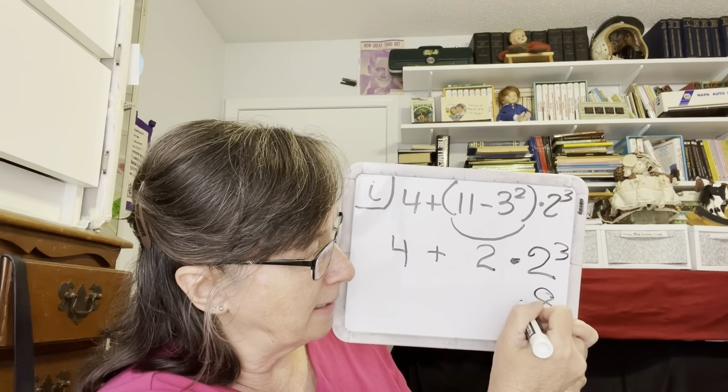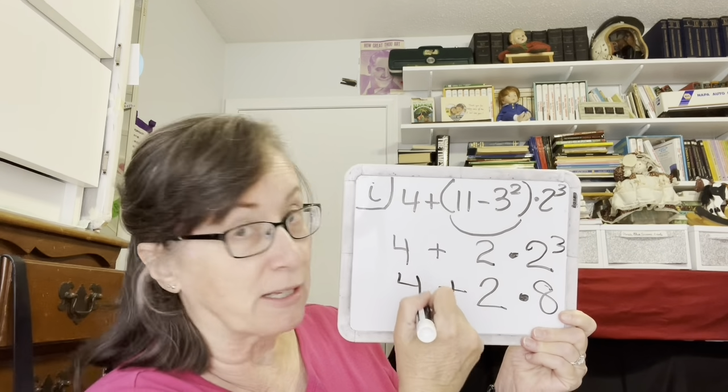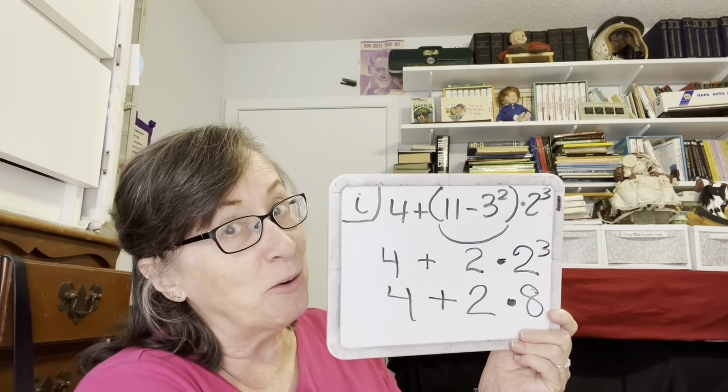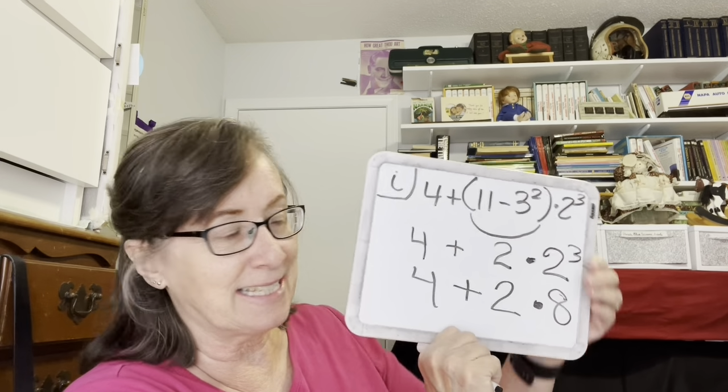So 8, there's the times. And we're just copying it all down again. Now we're at the multiplication and division step. 2 times 8 is 16.